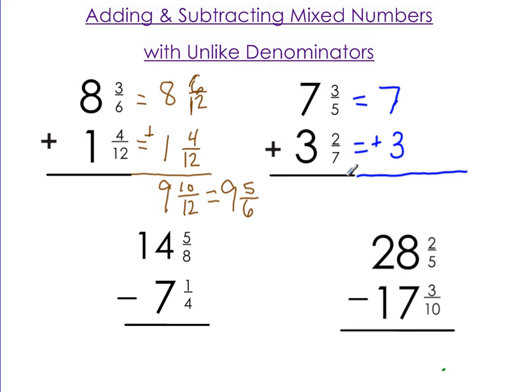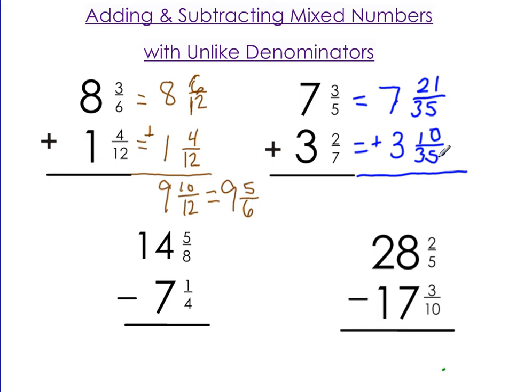Oh, 5 can divide into 35, so it looks like 35 will be our common denominator that we are going to use here for both fractions. So, looking at the relationship between these denominators, we did 5 times what is 35? 5 times 7. So we're going to multiply the numerator by 7 as well. 3 times 7 is 21. 7 times 5 is 35, so we'll multiply the numerator by 5. 2 times 5 is 10.